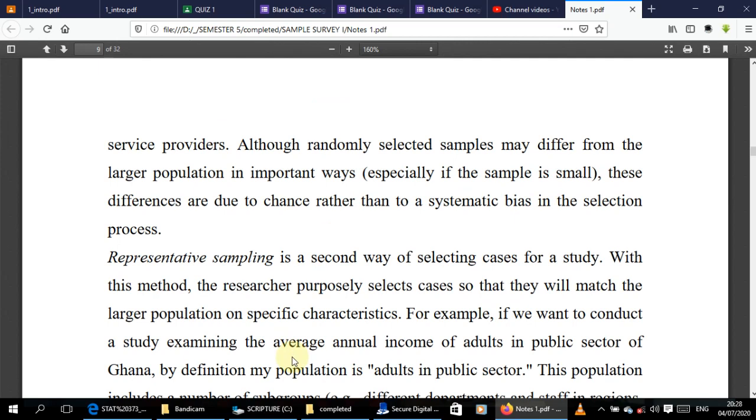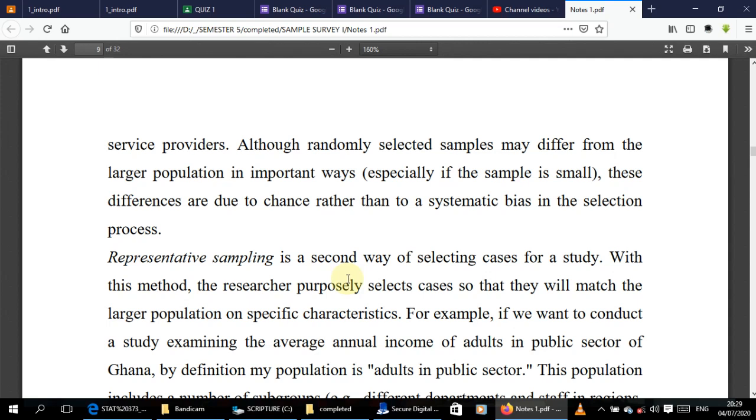So, service providers, although randomly selected samples may differ from the larger population in important ways, specifically if the sample is small. These differences are due to chance rather than systematic bias in the selection process. So when you do random sampling, you may have differences from the population parameter. Assuming you are trying to estimate the mean of the population, you pick a sample, and your mean might not be the same as the population's. There's some difference, but that doesn't mean you caused it, or that there is an external force in the system. Okay, it happened by chance.